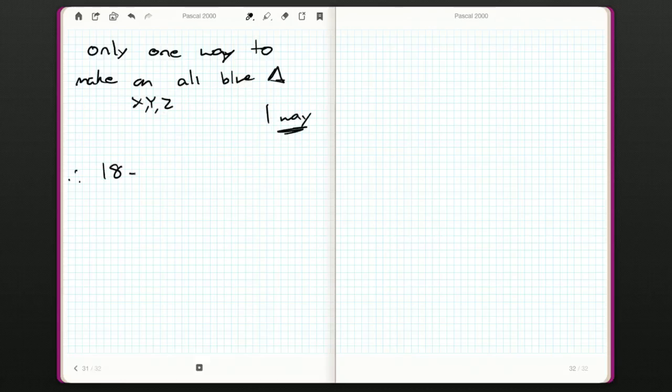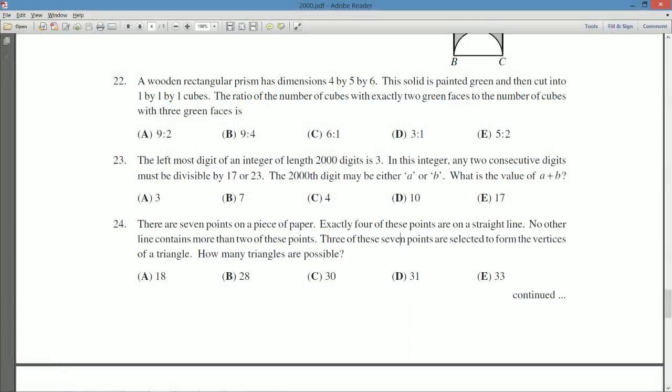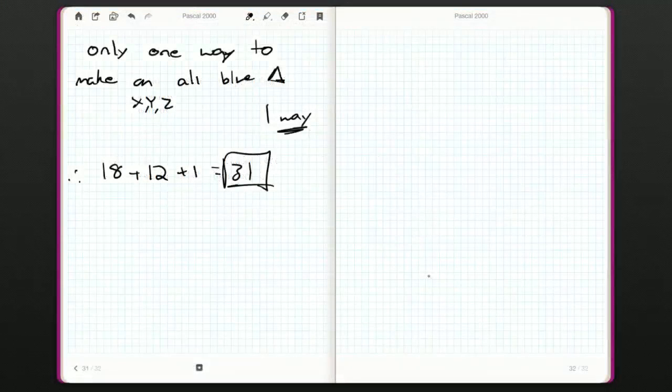So we have 18 ways to make a triangle with a blue and 2 reds. We have 12 ways to make a triangle with 2 blues and 1 red. And then we cannot forget this last case where we use all 3 of the non-collinear points, which in our diagram is labeled as blue. So we get a final answer 31, and I hope 31 is one of the possibilities. 18, 23, 30, 31, 33. Okay, so I think the answer is D, but let's just double check.